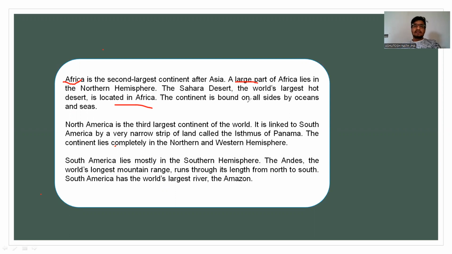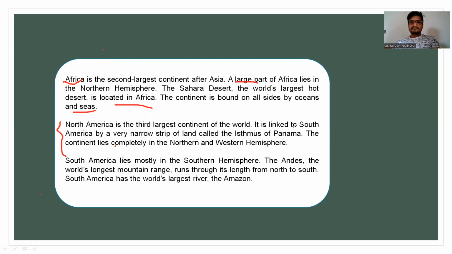And the continent is bound on all sides by oceans and seas. Also, North America is the third largest continent of the world, and it is linked to South America by a very narrow strip of land called the Isthmus of Panama, and the continent lies completely in the northern western hemisphere.